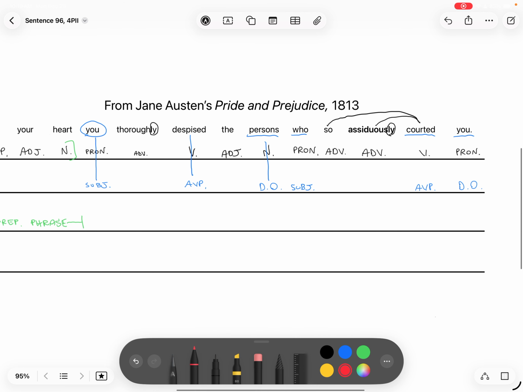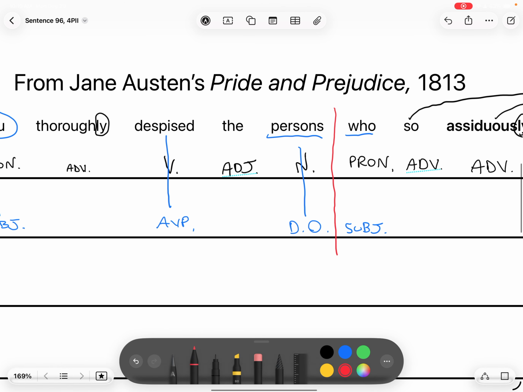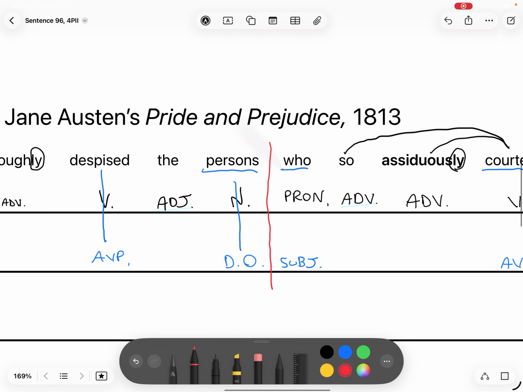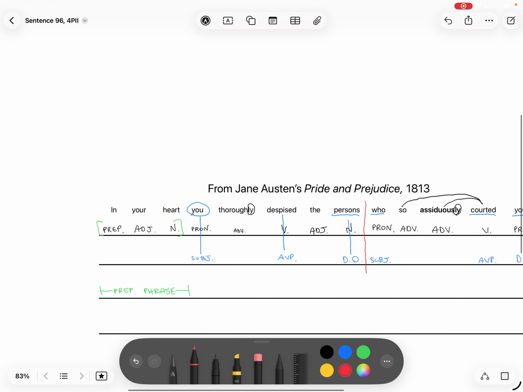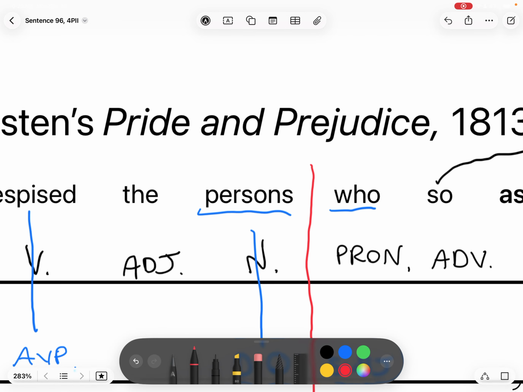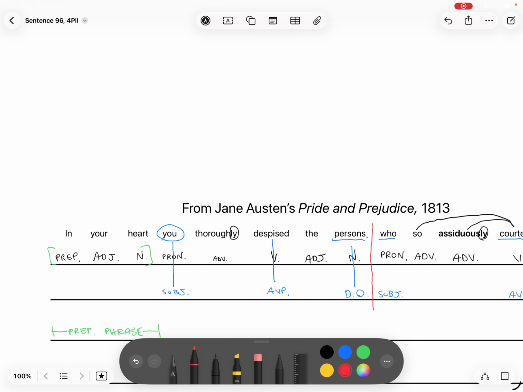So, we have here the line, or the barrier between the DO and the subject. This is also the barrier between the first set of subject and predicate and the second set. It ends here at persons and begins at who. So let's see, our first part here would just be, in your heart, you thoroughly despised the persons. And that reads like a complete sentence. You could put a period right here. It may not be a very meaningful sentence, but it is a complete one. You thoroughly despised the persons.